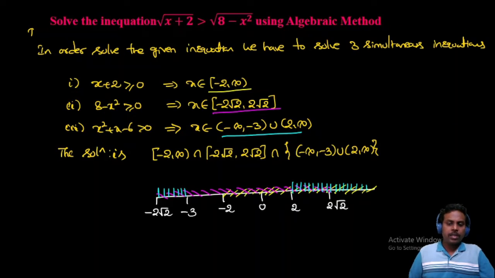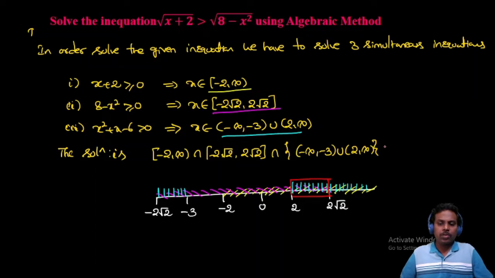Okay, now you can see where all the three colors are visible. All the three colors appear here. This is that region. So what is it? This is 2 and this is 2 root 2. So what is the solution? It is open 2 to 2 root 2. Here is the solution.